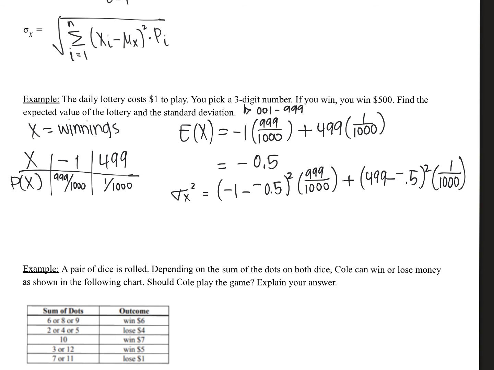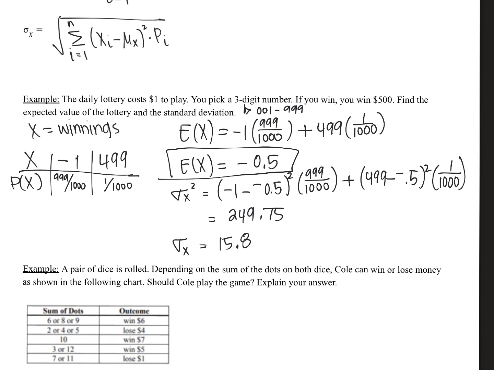This one's a little bit tricky because our expected value is negative, which when we plug into the calculator ends up giving us 249.75, which means our standard deviation is the square root of that, 15.8. So we have an expected outcome of negative $0.5 and a standard deviation of $15.8. So this is not a good game to play.